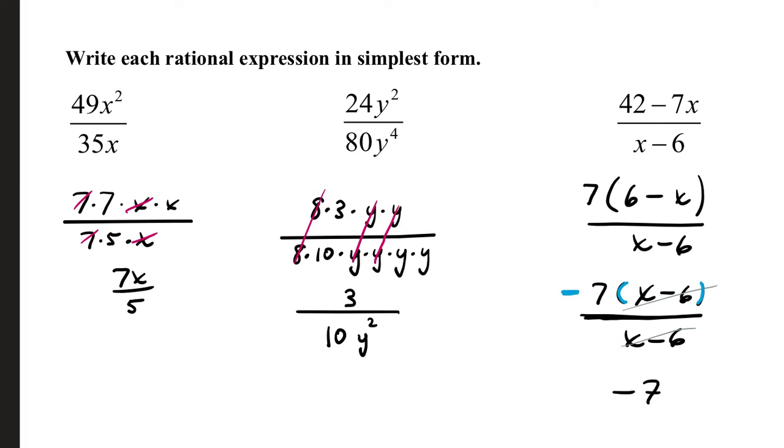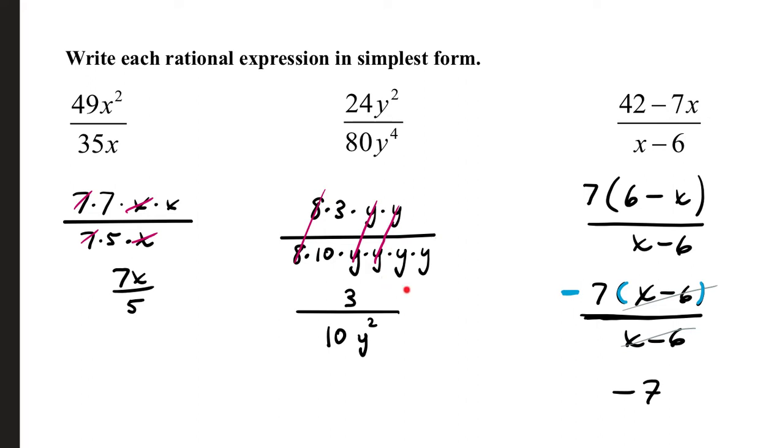The middle example, 24 over 80. If you write with factors, 24 is 8 times 3, 80 is 8 times 10. Y squared, that's a couple of y's multiplied. Y to the fourth, that's 4 y's multiplied. Canceling common factors, you cancel the 8's and a couple of y's. That leaves you with 3/10.